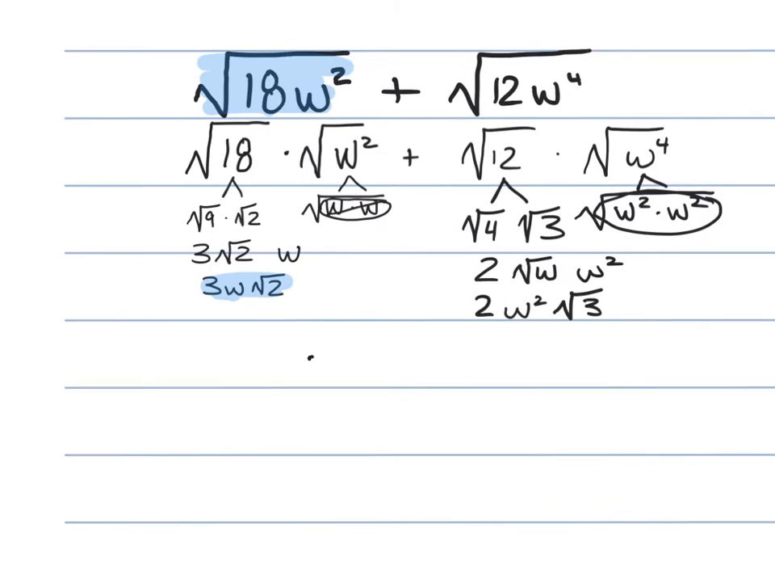So, okay, we're here. We've got 3w square root of 2 plus 2w squared square root of 3. How do I add those two things together? You don't. Right there, we cannot add them together because their radicals are different. If you have different radicals, we can't add them together. So we just leave it there.